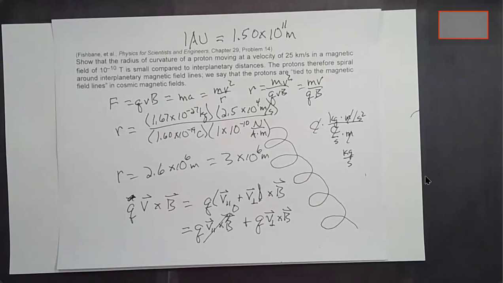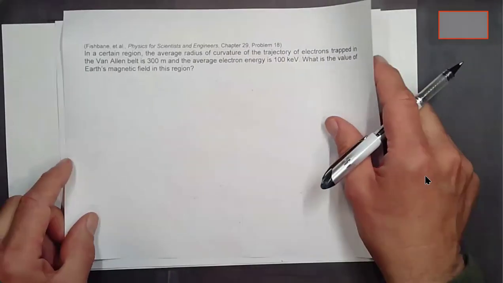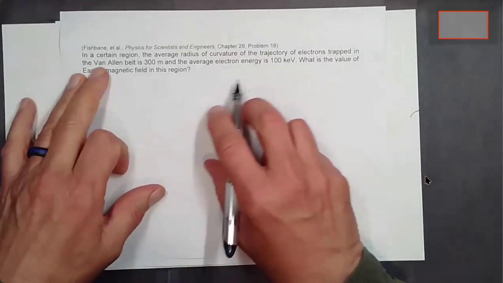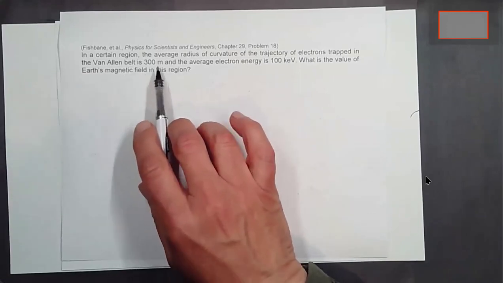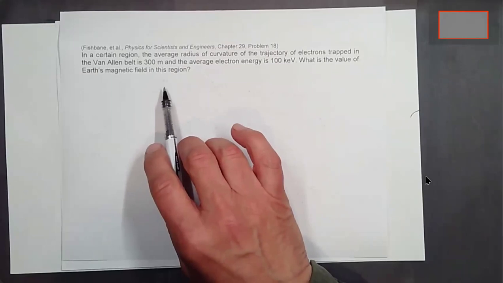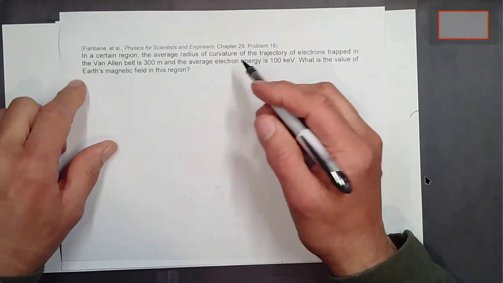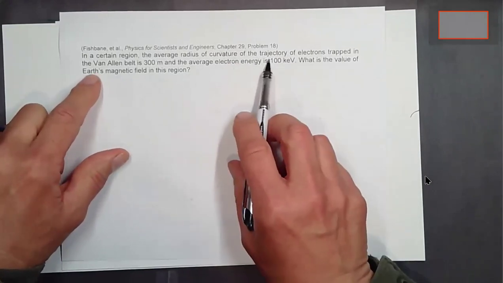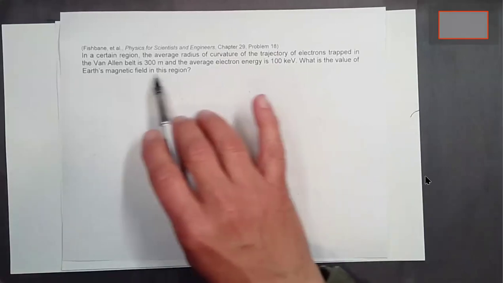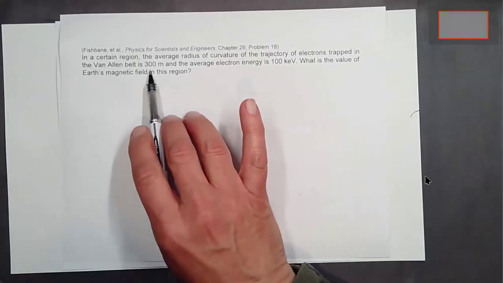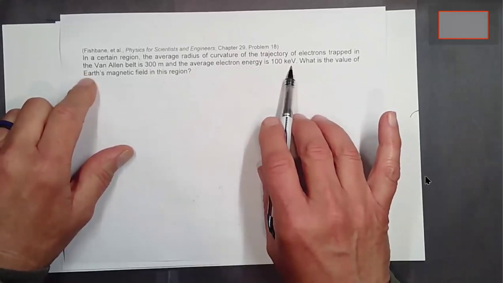Okay. Let's move along on these things. In a certain region, the average radius of curvature of the trajectory of electrons trapped in the Van Allen belt, that's a belt around the Earth, and the Earth's magnetic field can trap electrons in there. Anyway, the average radius of curvature is 300 meters. Average electron energy is 100 keV.